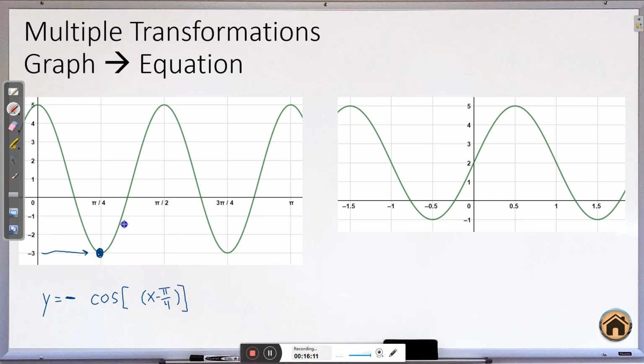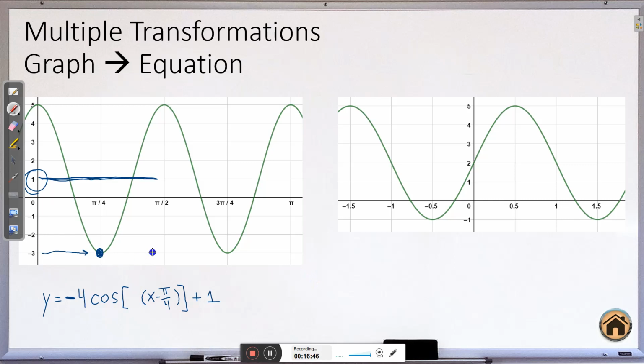So let's do that. So I look at this graph. I find the middle looks to be about right here. I'm going to double check to make sure that works. If I count up, 1, 2, 3, 4. If I count down, 1, 2, 3, 4. So my midline is in fact positive 1. And that also got me the amplitude because it counted up 1, 2, 3, 4 or down 1, 2, 3, 4. So my amplitude is 4.